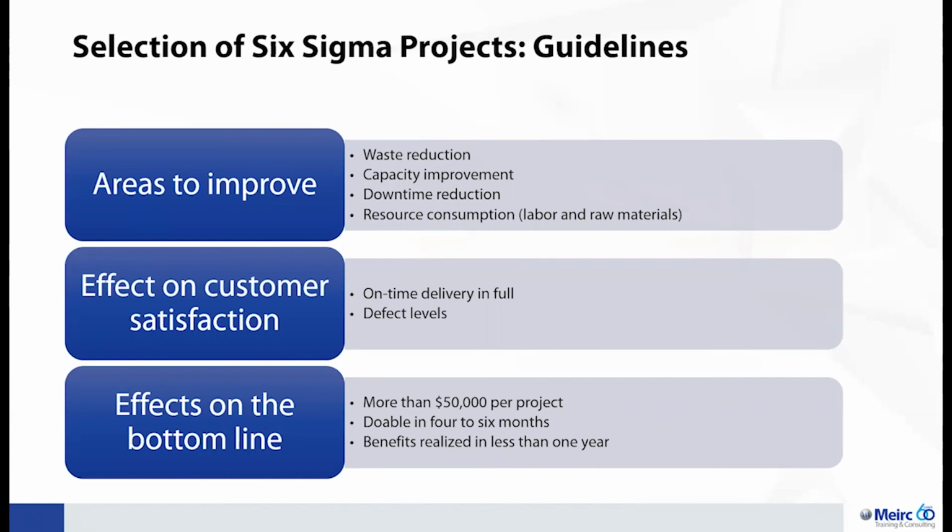So we want to link our problem statements to our pain, whether it's capacity, whether it's downtime, whether it's resources, it's waste reduction, and what would be the effect on customer satisfaction? Is it defect rates? Is it on-time delivery? And usually we would like to have financial benefits to that project. It is doable in 4 to 6 months, and we basically would like to get the results within less than a year.